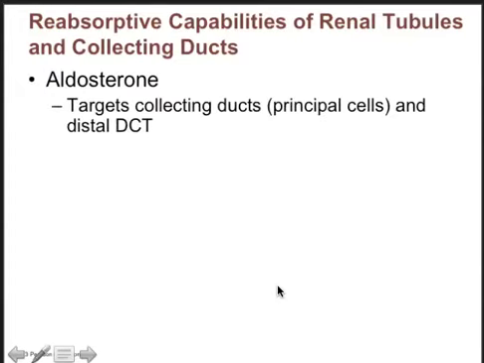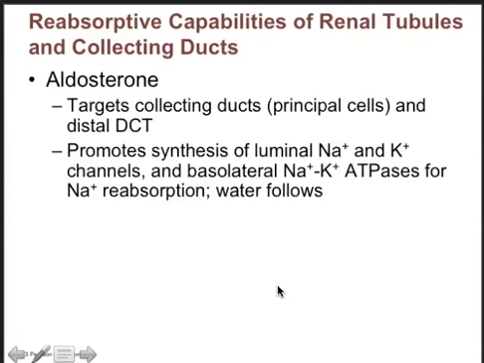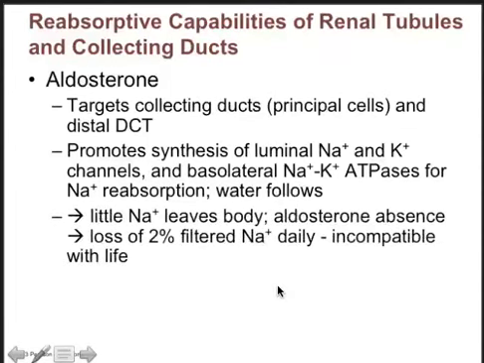Aldosterone targets the collecting ducts, specifically the principal cells in the distal convoluted tubule, and it promotes a synthesis of luminal sodium and potassium channels and basolateral sodium-potassium ATPases for sodium reabsorption, and then water follows. Very little sodium leaves the body. Aldosterone absence results in loss of 2% of filtered sodium daily, and this would be incompatible with life.